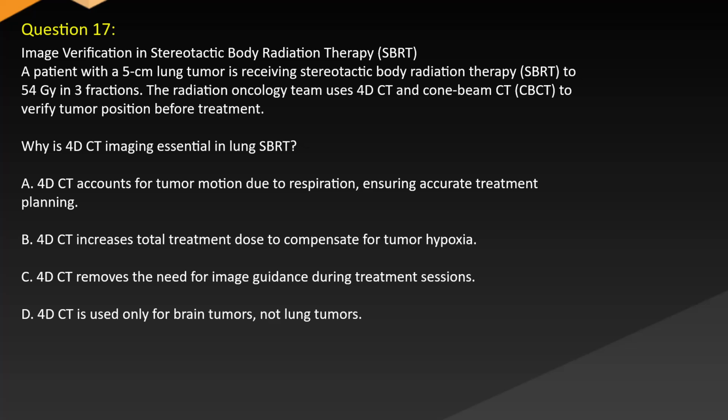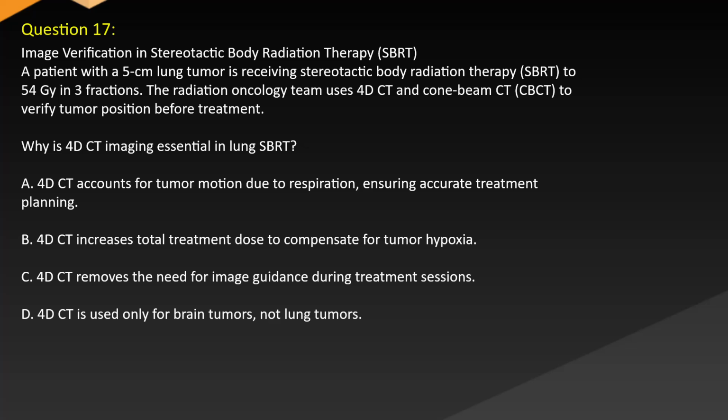A patient with a 5 cm lung tumor is receiving stereotactic body radiation therapy (SBRT) to 54 Gy in 3 fractions. The radiation oncology team uses 4D CT and CBCT to verify tumor position before treatment. Why is 4D CT imaging essential in SBRT?